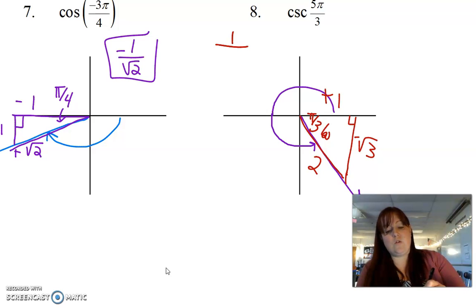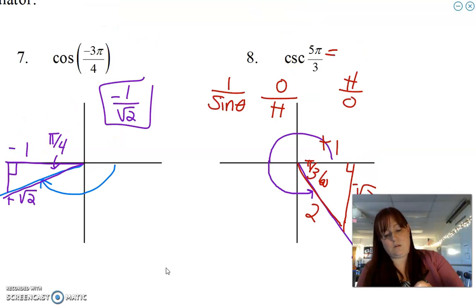Cosecant is 1 over sine, or the reciprocal of sine. Okay, so sine is opposite over hypotenuse. So cosecant is hypotenuse over opposite. So hypotenuse is 2. Opposite is negative root 3. So my cosecant equals negative 2 over root 3.